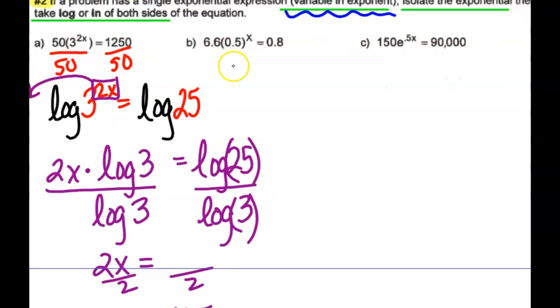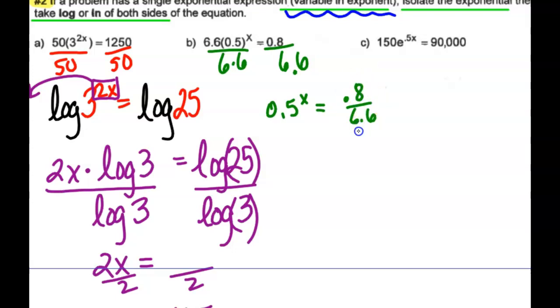All right. So talk me through this next one real fast, because this is the same problem. It's even easier. Divide by 6.6. Now, this is where Hofbauer laziness comes in. I don't like to pick my calculator up till I have to. So I would write this as 0.5 to the x equals 0.8 over 6.6, and I'll just leave it, because I can type it in a minute.